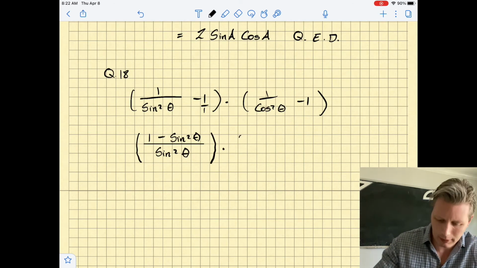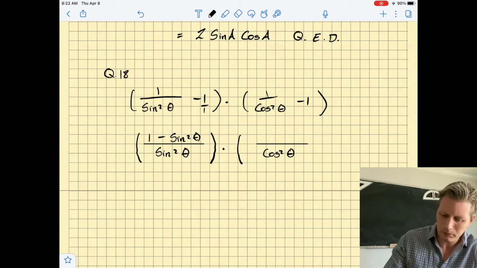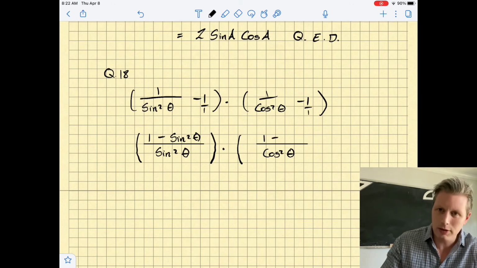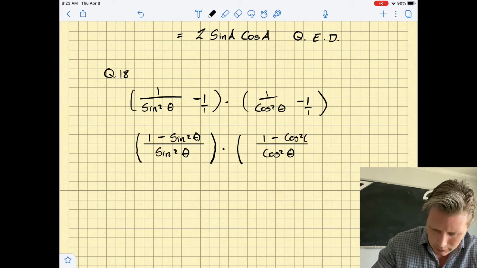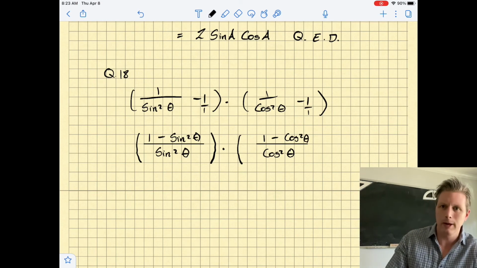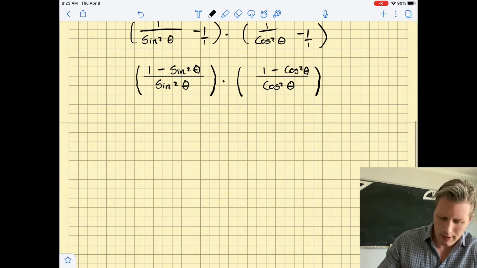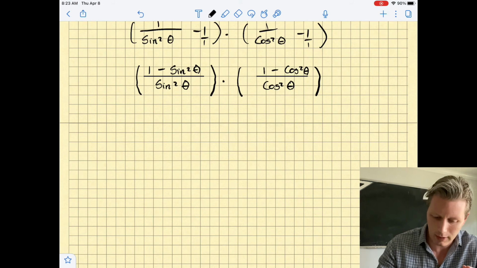And I can do the same on the right-hand side. I want a common denominator. That, in this case, is going to be cosine squared of theta. Cosine squared theta goes into itself once. 1 times 1 is 1. Minus, again, 1 into cosine squared theta goes cosine squared theta times. And so I have 1 times cosine squared theta is cosine squared theta. All right, so I've expressed what's inside the parentheses as a single fraction.